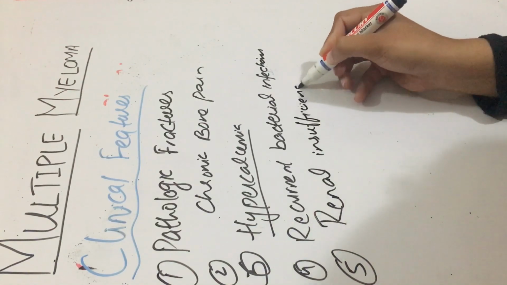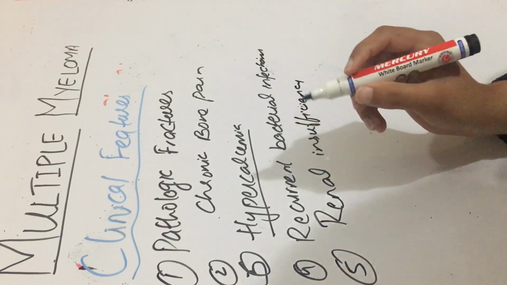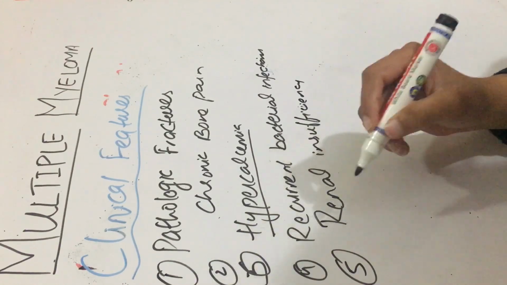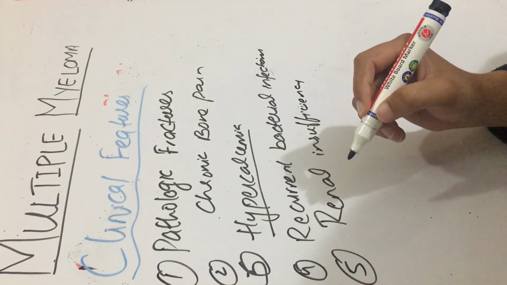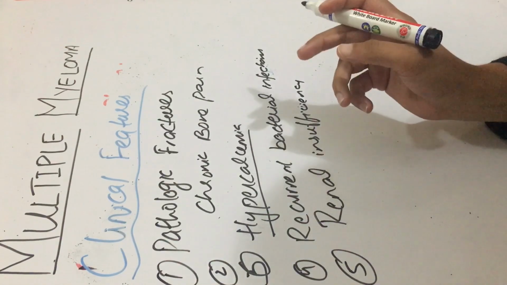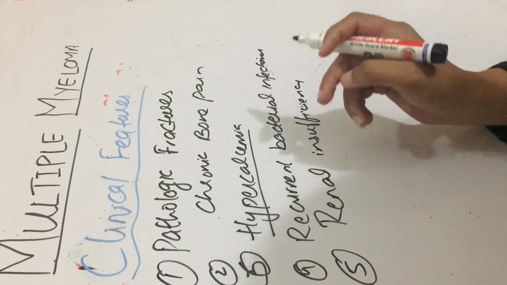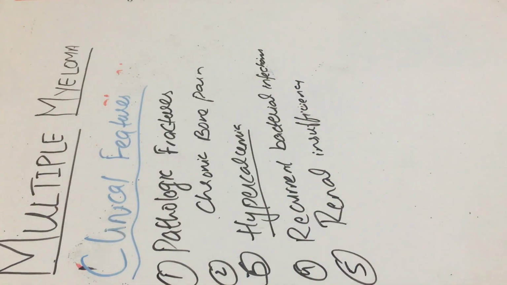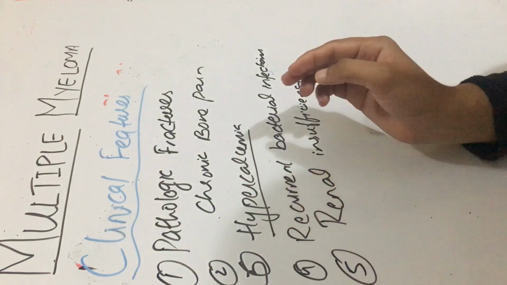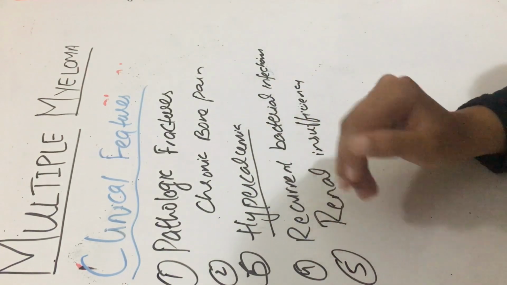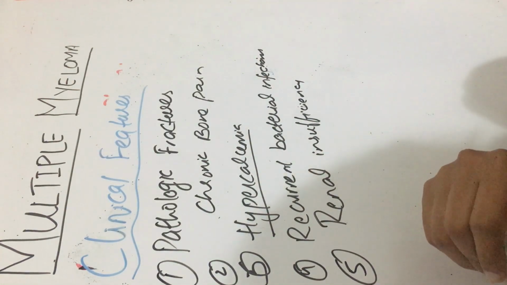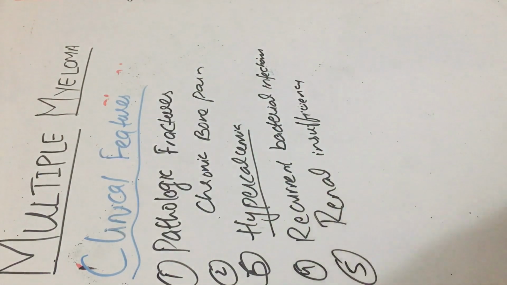Renal insufficiency occurs because in multiple myeloma the light chains are excreted in the urine, and these light chains are toxic for the renal tubular epithelial cells, and certain light chains cause amyloidosis, so there would be damage to the kidney. So what are the clinical features? There would be either pathologic fractures, chronic bone pain, or hypercalcemia and its secondary effects, and then recurrent bacterial infections and renal insufficiency.